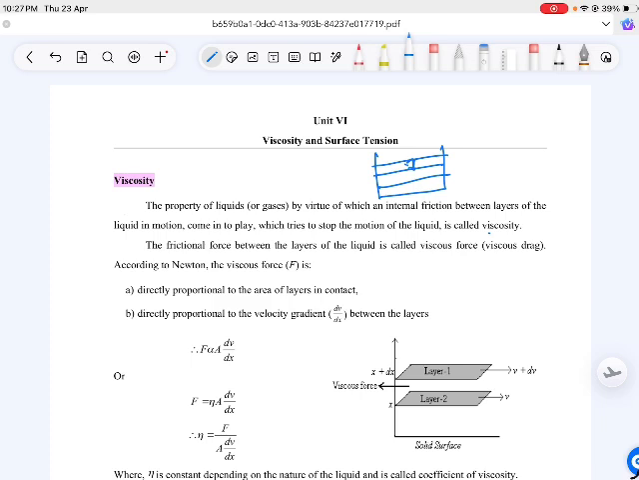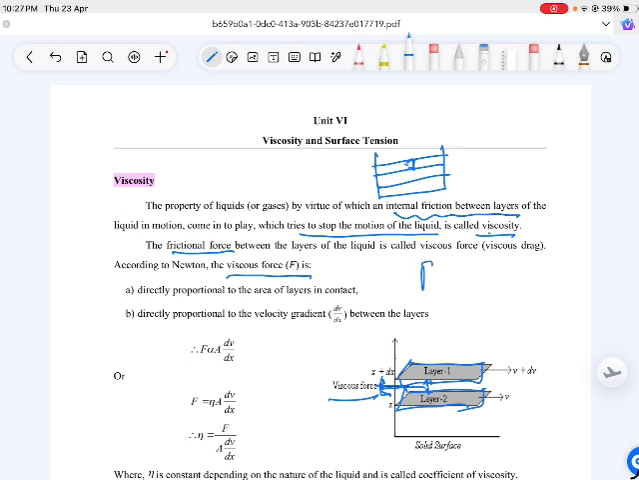Here in this diagram, see, this is layer 1 and this is layer 2, two layers which I have considered. And the force that exists between these two layers that opposes the motion is called what? Viscous force. So viscosity is the property of liquid by virtue of which internal friction between the layers of liquid in motion tries to stop the motion of liquid. The force that exists between the two layers is called viscous force.